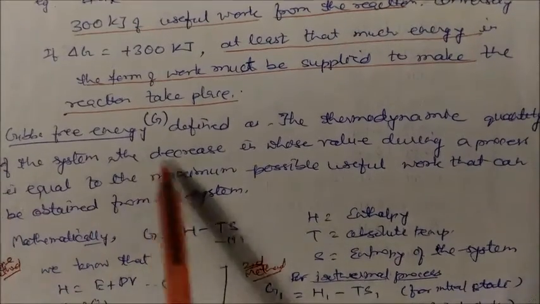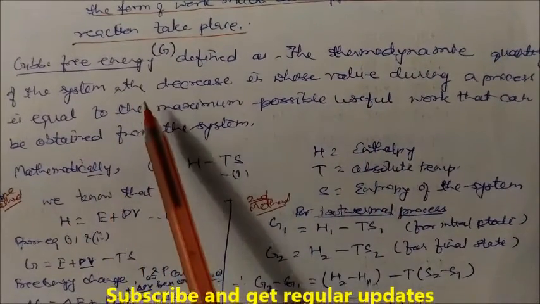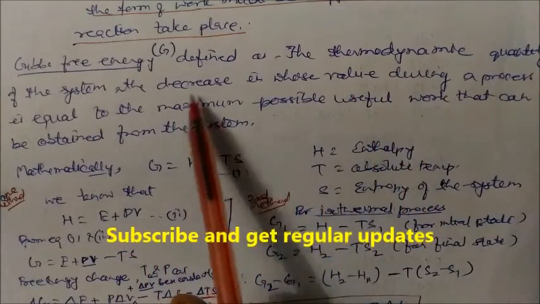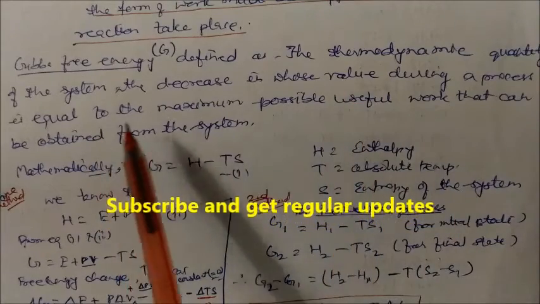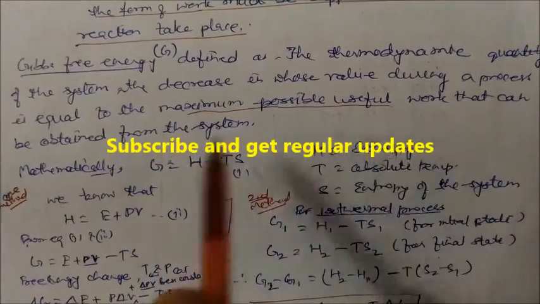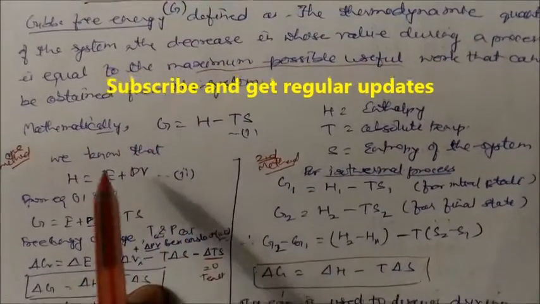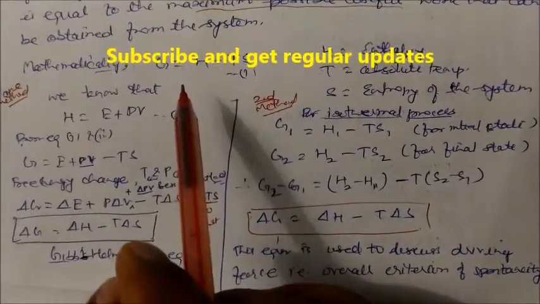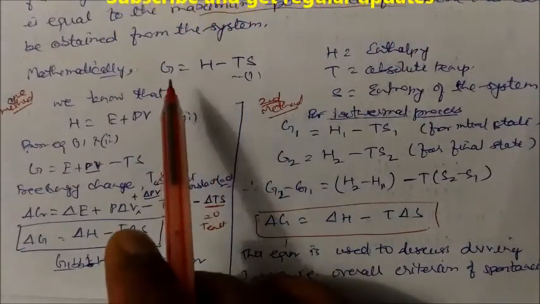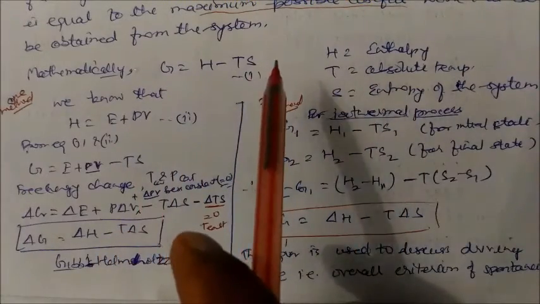Thus Gibbs free energy, G, is defined as the thermodynamic quantity of the system, the decrease in whose value during a process is equal to the maximum possible useful work that can be obtained from the system. You have to mark this point. So mathematically it is represented as G equals H minus TS. This is the mathematical representation of the free energy, where H is the enthalpy, T is the absolute temperature, and S is the entropy of the system.